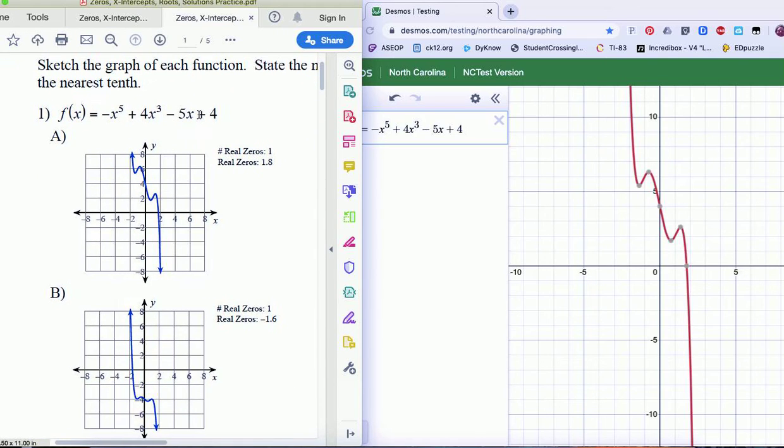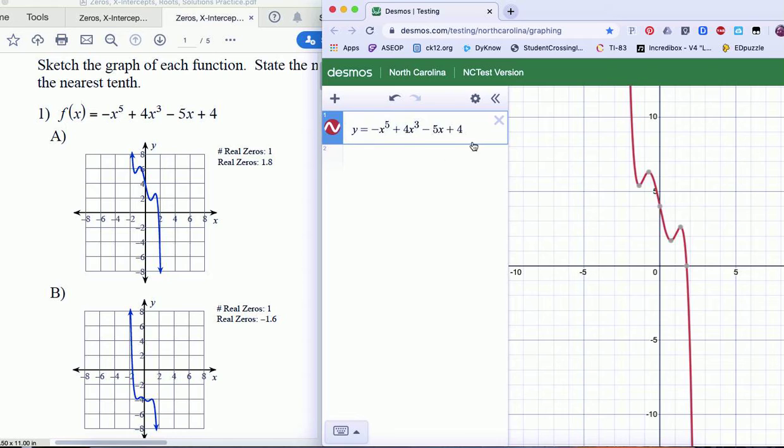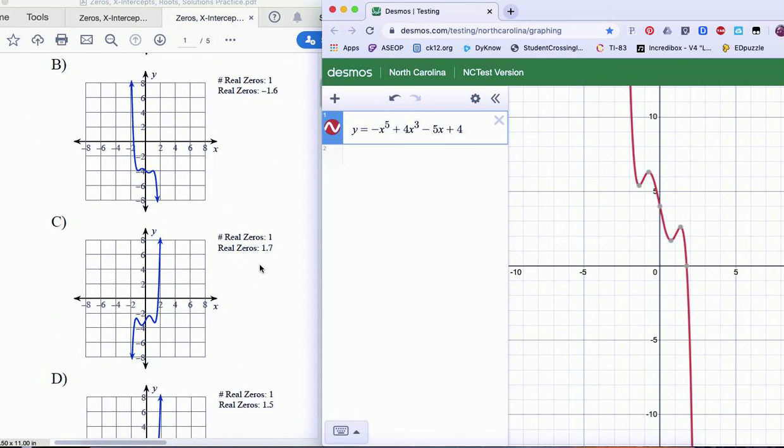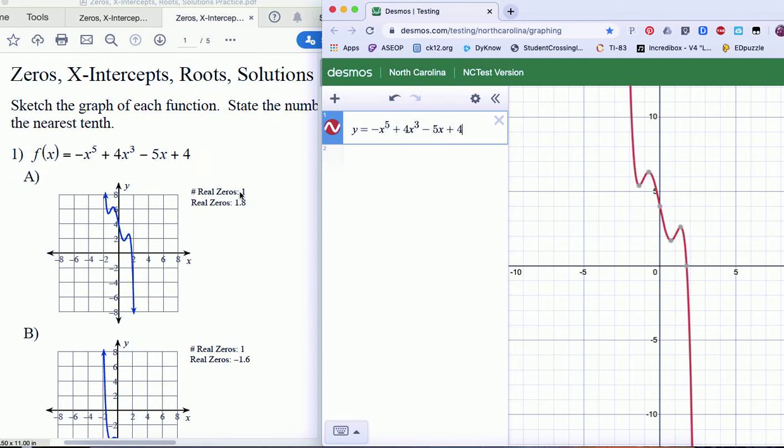to the nearest tenth. So looking at number 1, I went ahead and typed it in Desmos for us already to save a little bit of time. And I'm going to look at this graph. Now, you've got your graph sketched, so it's pretty easy to figure out which one it's going to be, but I do want to show you how to figure out the real zeros. So real zeros mean, well, this crosses the x-axis one time. And it's asking also to round to the nearest tenth.